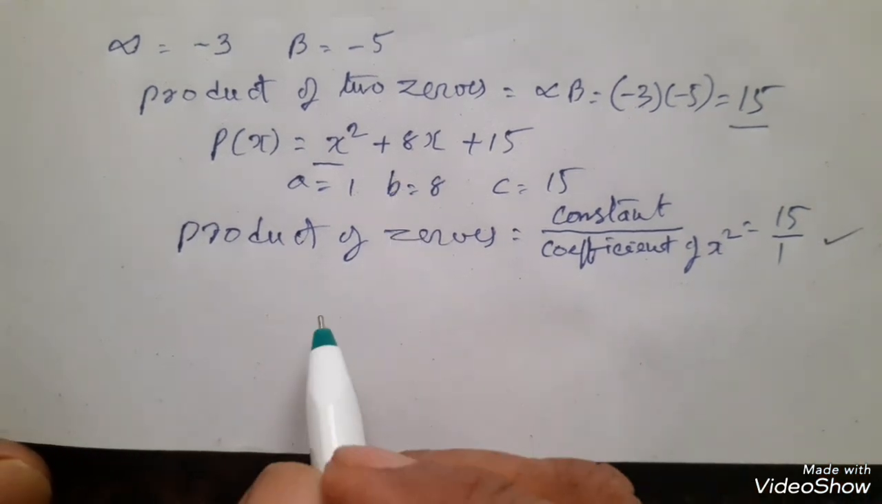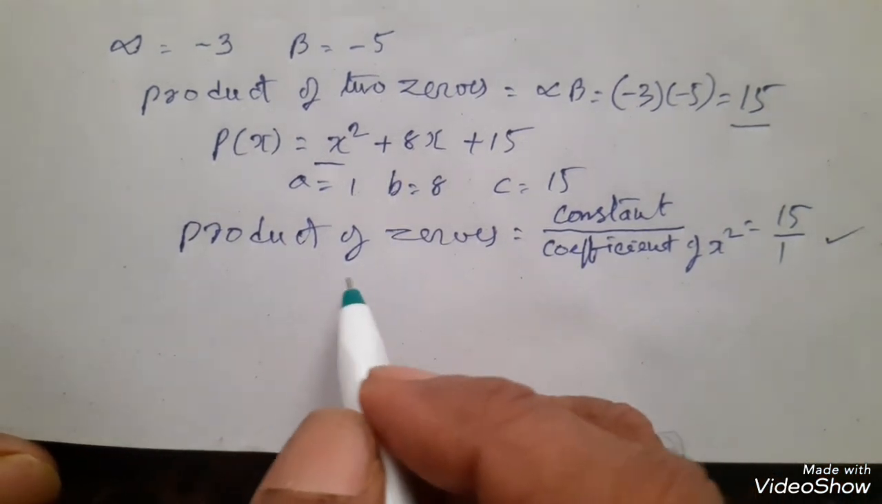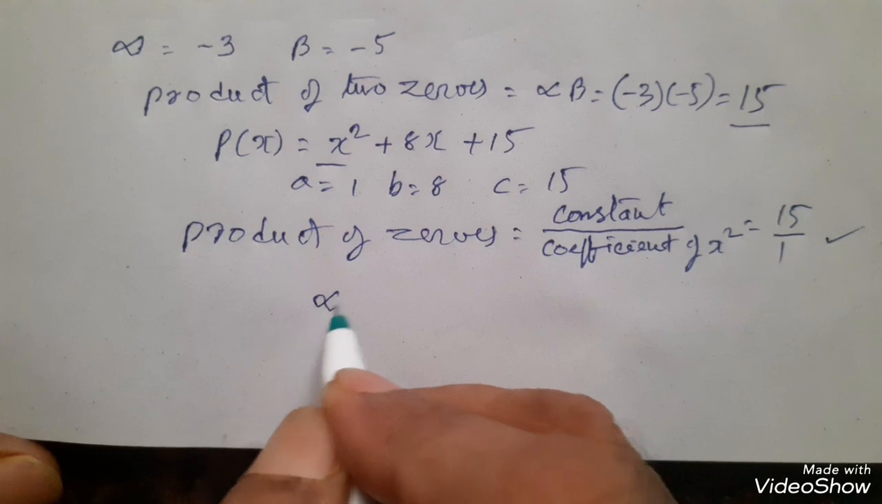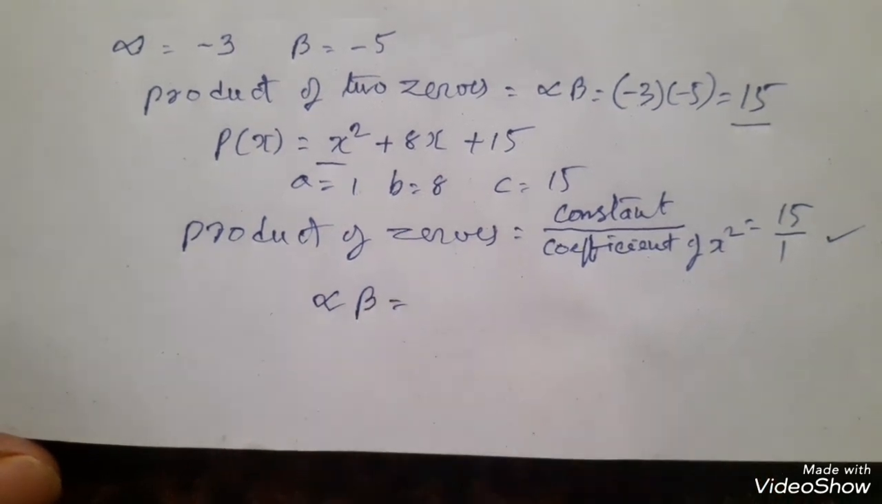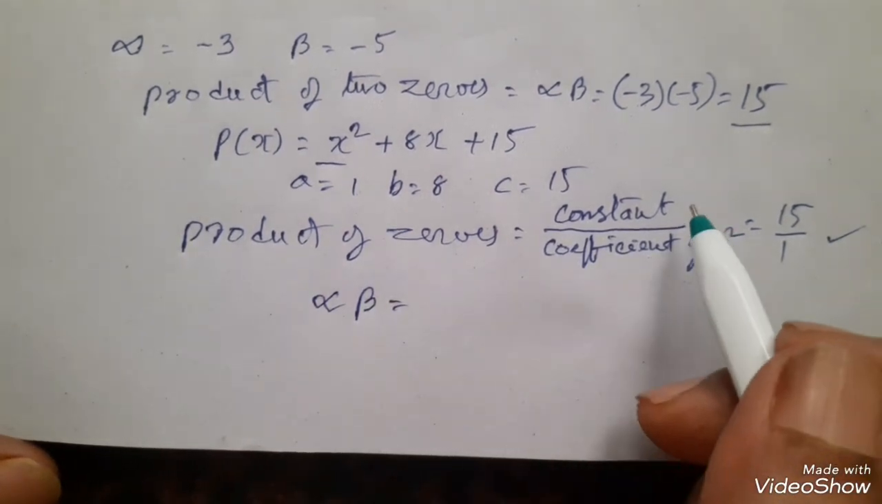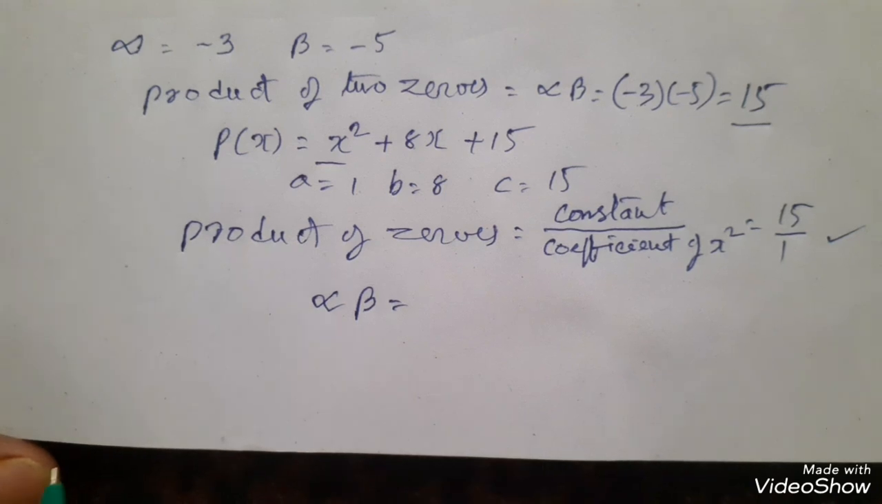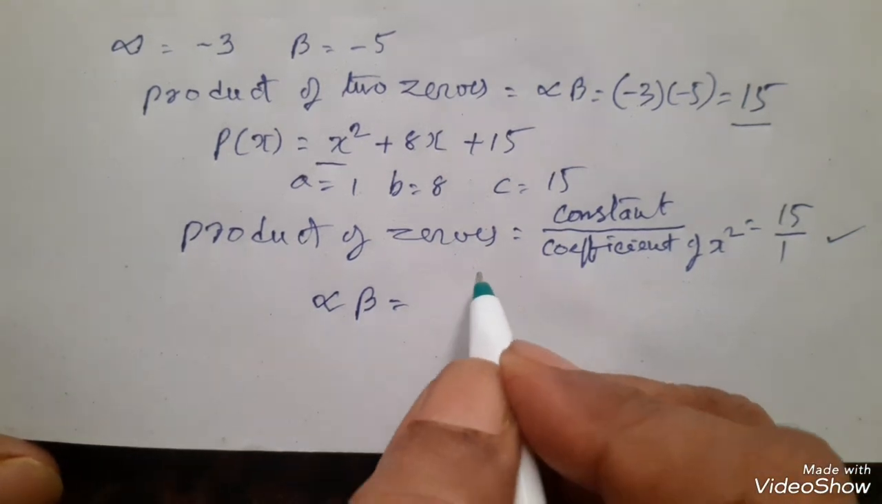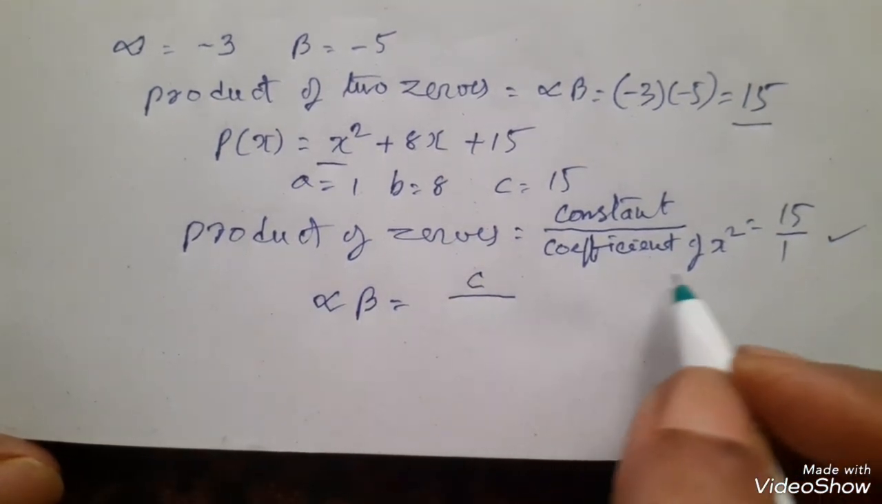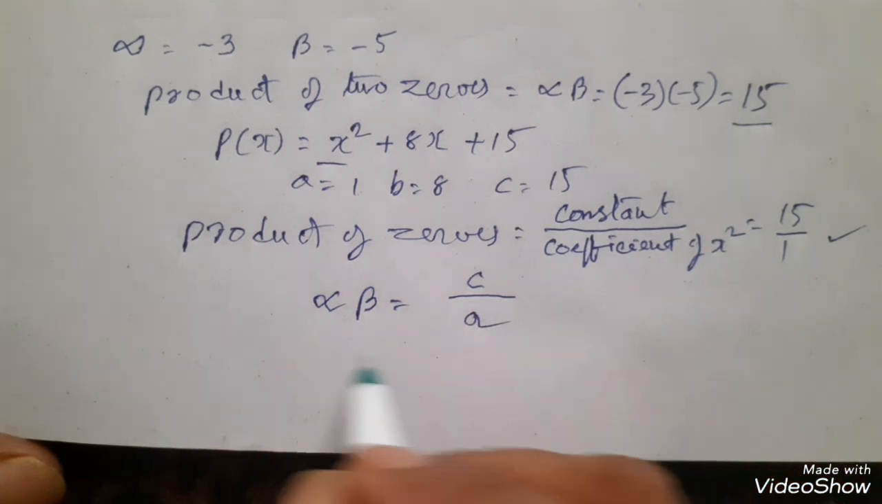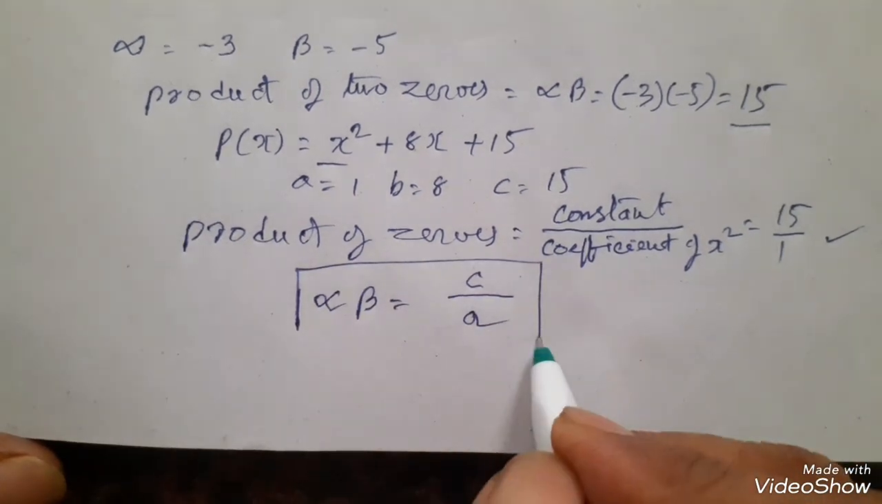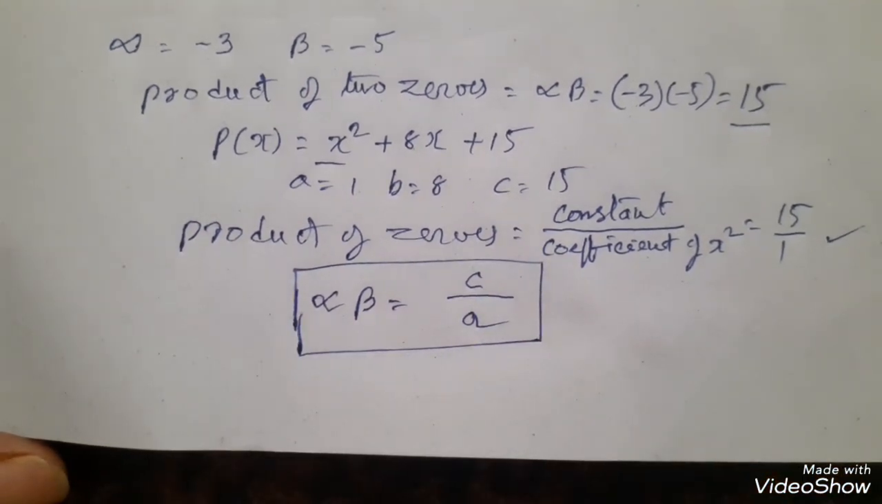So from this we can understand the product of two zeros, that is alpha into beta, is equal to constant by coefficient of x square. Constant means c, coefficient of x square means a. So this is the second relation. Is it clear? Thank you.